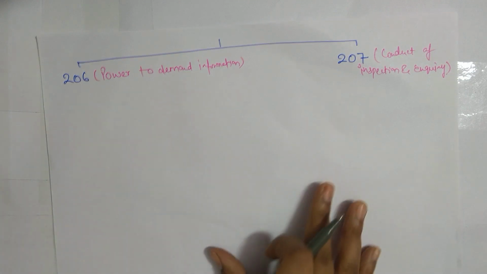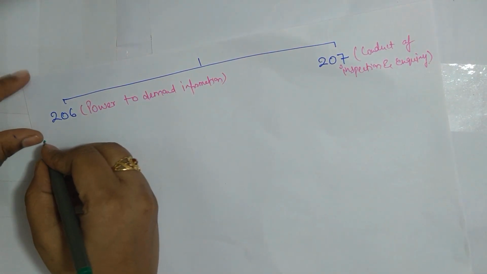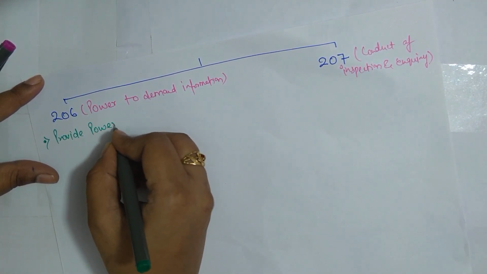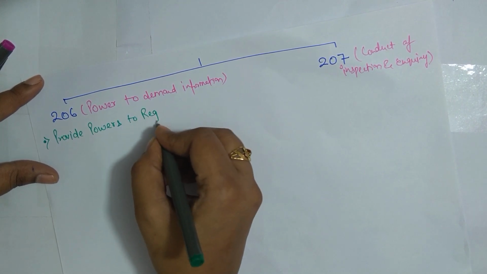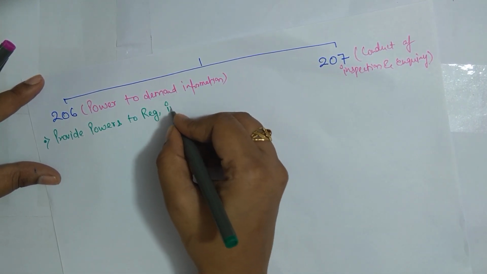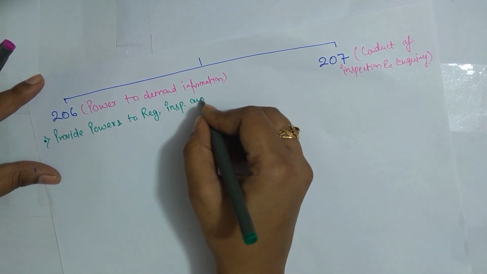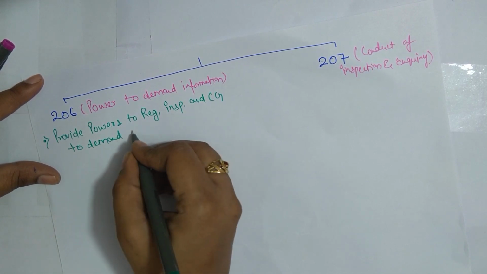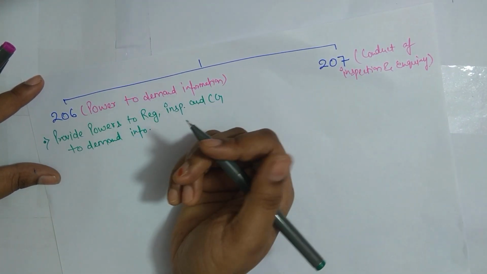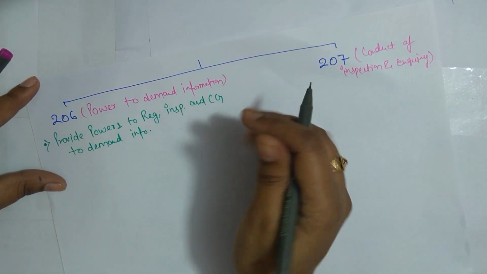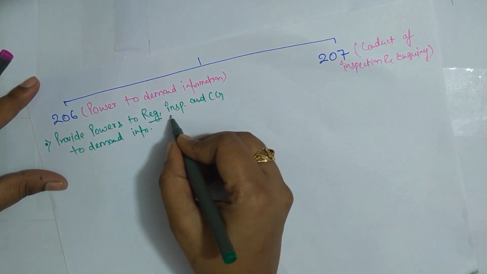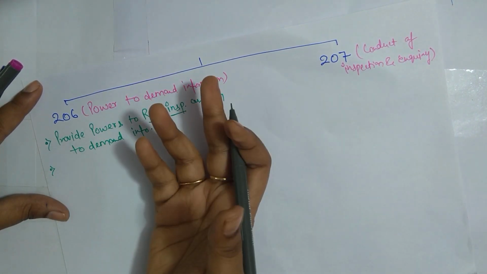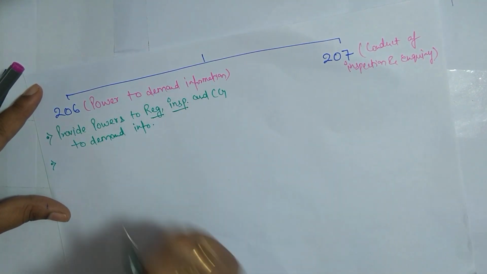First of all, section 206 provides powers to the registrar, inspector and central government to demand information. Section 206 provides three authorities, the registrar, the inspector and the CG, to demand any information from the company to take the process of inspection, inquiry and investigation.